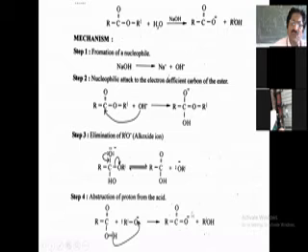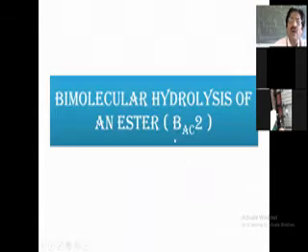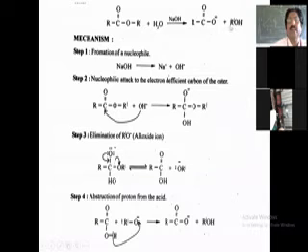So this is what is called the bimolecular hydrolysis of an ester, that is BAC2, the base catalytic hydrolysis, where you get alcohol and the carboxylate ion.